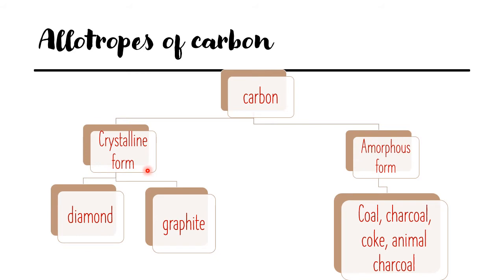In crystalline form, the atoms or molecules are arranged in a particular order or in a particular pattern, whereas in amorphous form, the atoms, ions or molecules are not arranged in a particular order or pattern. For standard 10 level, you have to learn the two crystalline forms of carbon, that is diamond and graphite. Other than diamond and graphite, it has one more form, that is the Buckminster Fullerenes. Under the amorphous form, the carbon can exist as coal, charcoal, coke, animal charcoal, etc.